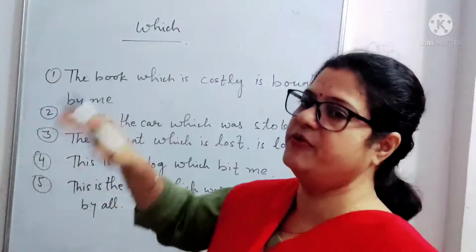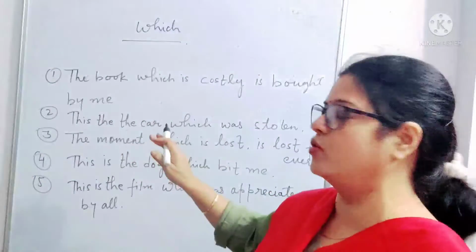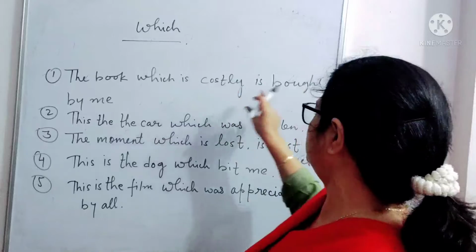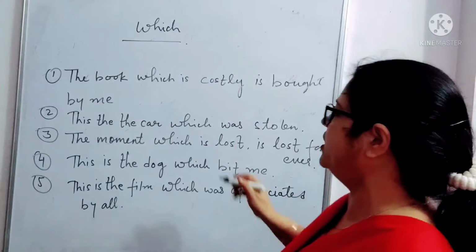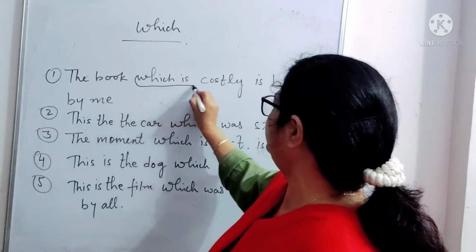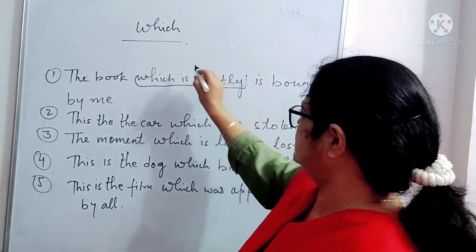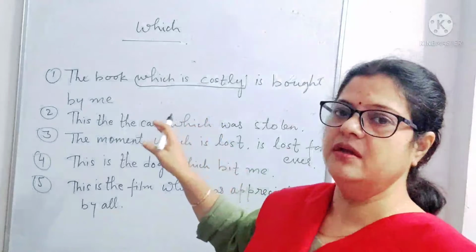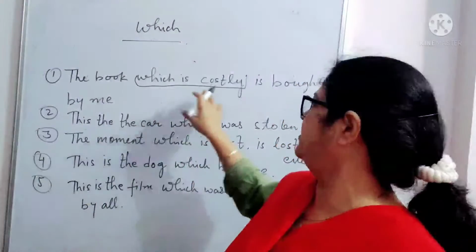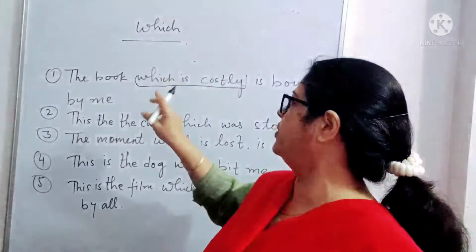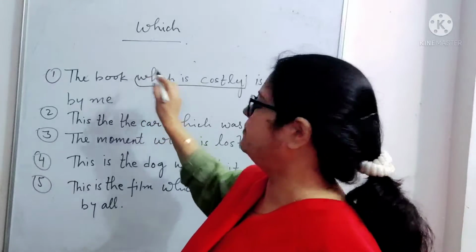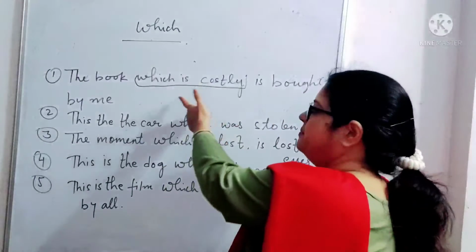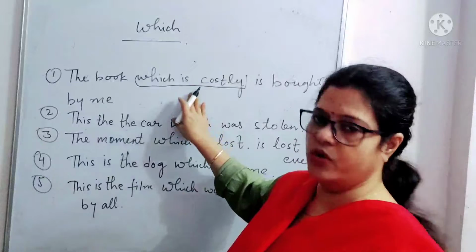Antecedent means it just comes before it. It's talking about this book. So the book which is costly is bought by me. Okay. So from here we have which is costly. This is a subordinating adjective clause talking about this book. Okay. And this relative pronoun which comes in the beginning of this clause.